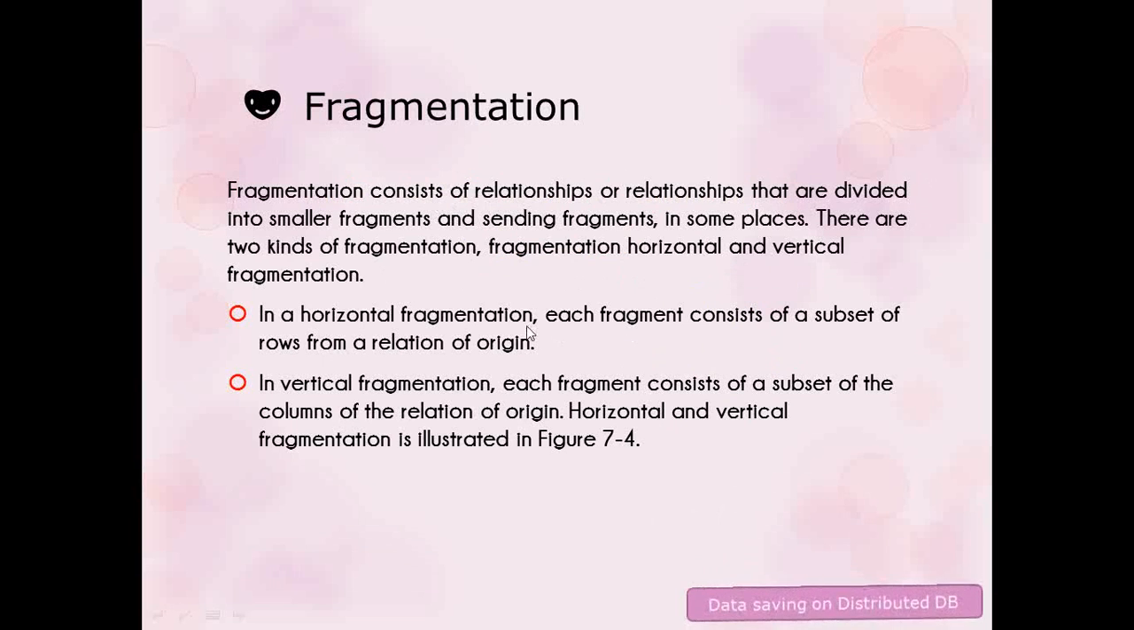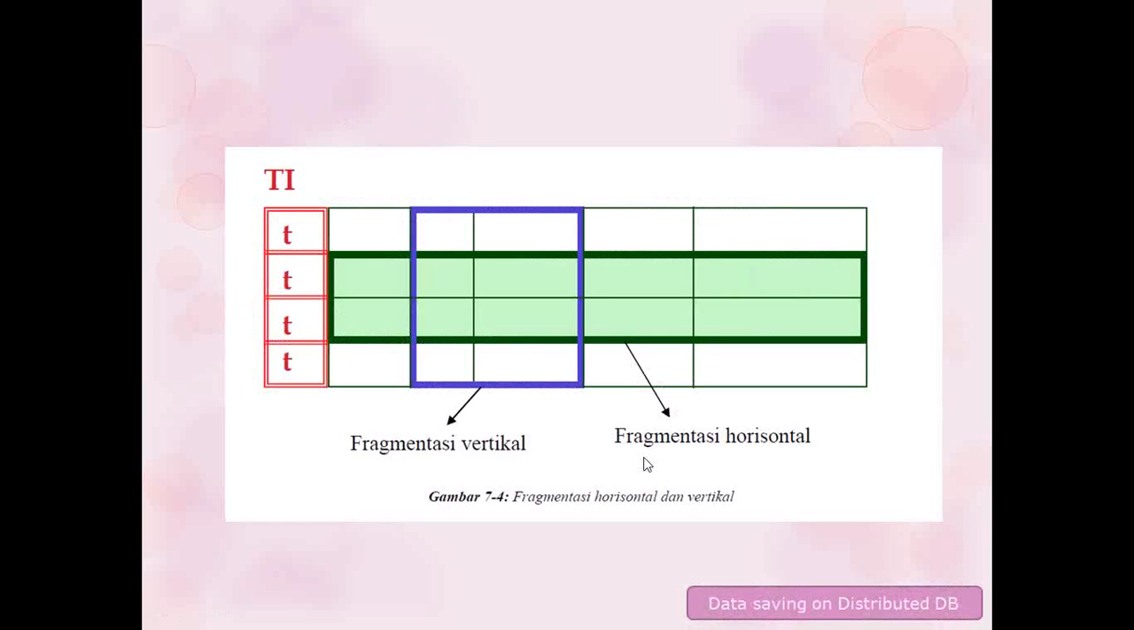In horizontal fragmentation, each fragment consists of a subset of rows from the original relation. And in vertical fragmentation, each fragment consists of a subset of the columns of the original relation. Horizontal and vertical fragmentation are illustrated in picture 7.4, like this.